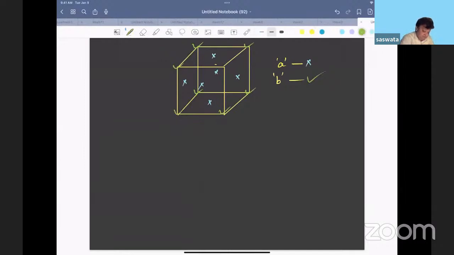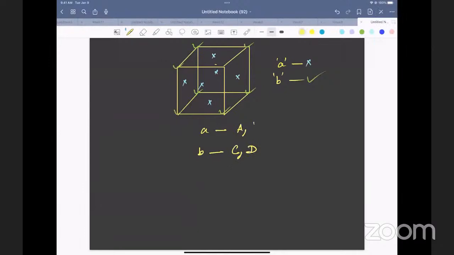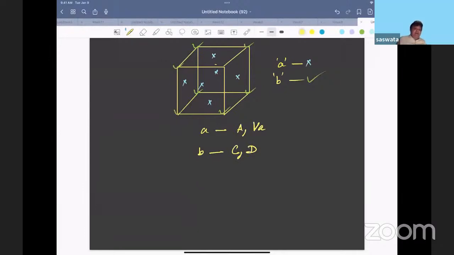So now within a, I have 2 types of atoms, say A as well as B. And within b, I have now 2 types of atoms, C and D. Now think of replacing B by vacancy. You got it. So now you approach exactly the same way. You understand? However, you have to be very careful when you look at vacancy interactions.